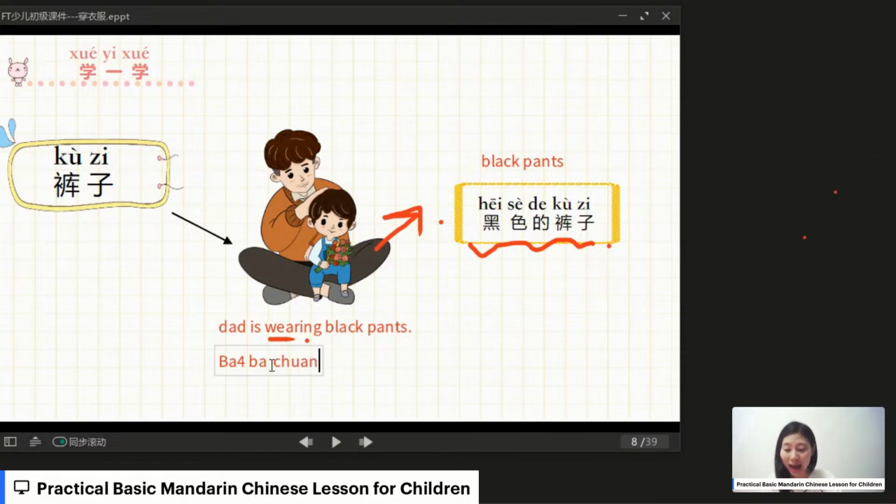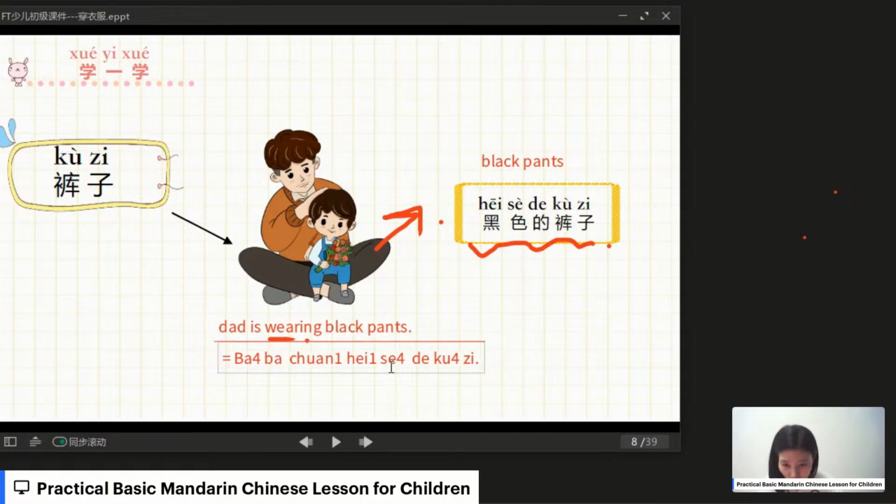Okay, so 是爸爸穿 so black pants. So we just put the words here. See, so this is 黑色的裤子. So that would be the first sentence. Okay. Oh, so one more time for this sentence. 爸爸穿黑色的裤子. Sorry, I forgot to put the tone of this word. So 爸爸穿黑色的裤子. Any questions? If you don't have any questions, we can move on to the next one.